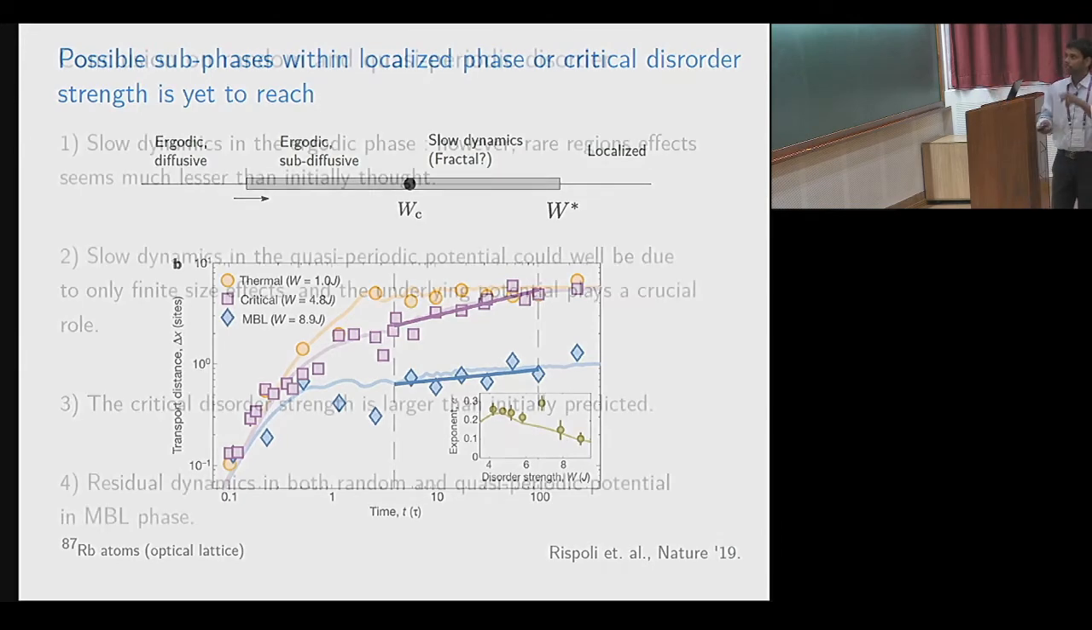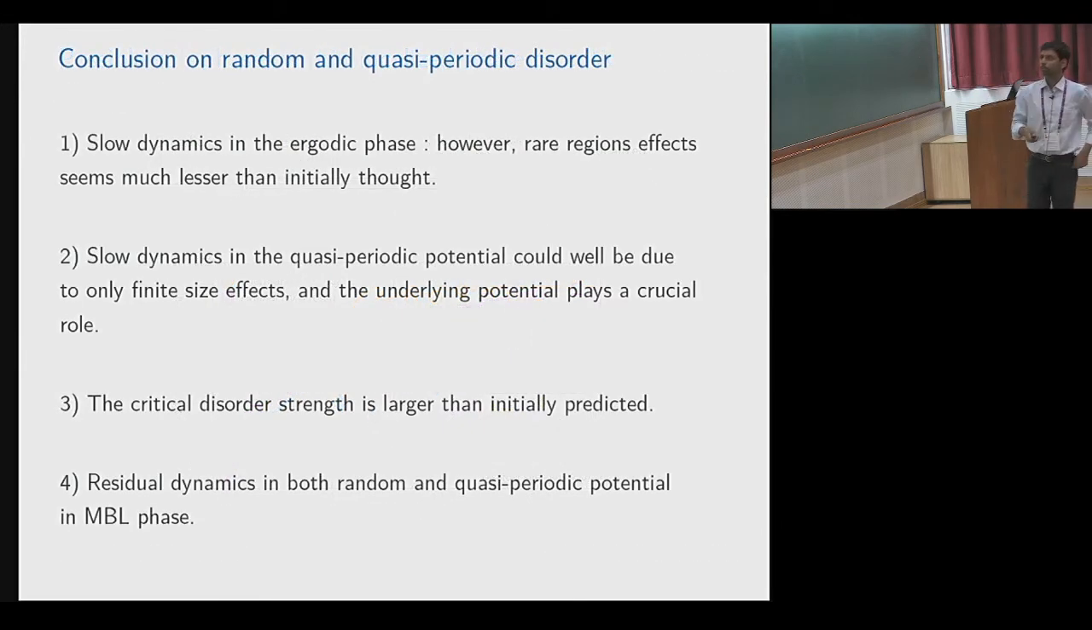Good. So at this point, let me conclude what I have talked about, and then I will talk about something else. I've talked about slow dynamics in the ergodic phase, but I think that the rare region effects are much less than initially thought. Second, the quasi-periodic potential also has slow dynamics, but there the effect seems more a finite-size effect than anything else. Third, the critical disorder strength is much larger than initially thought or predicted, which was around 3.5. And fourth, there is residual dynamics in both the random and quasi-periodic potential in the MBL phase, which is, I would say, not expected.